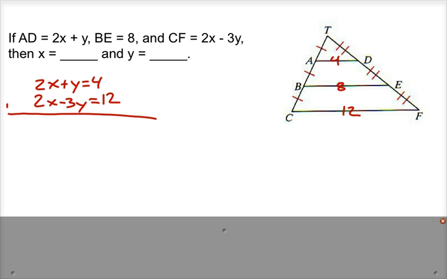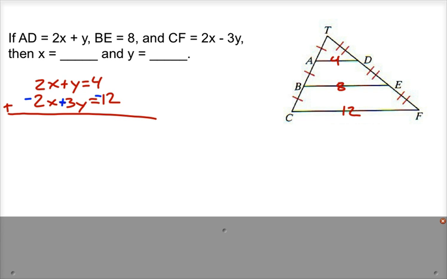I'm going to try to do it by adding them together and hope that something cancels. But I notice nothing does right now. But I noticed that there's a 2x and another 2x. If I just changed one of them to being negative, they'd cancel out. So I'm going to change every sign in the bottom equation.